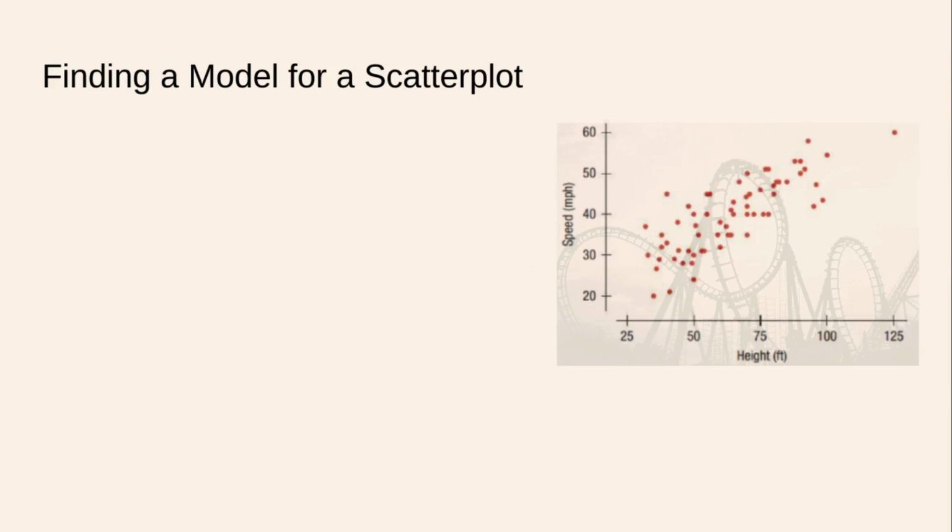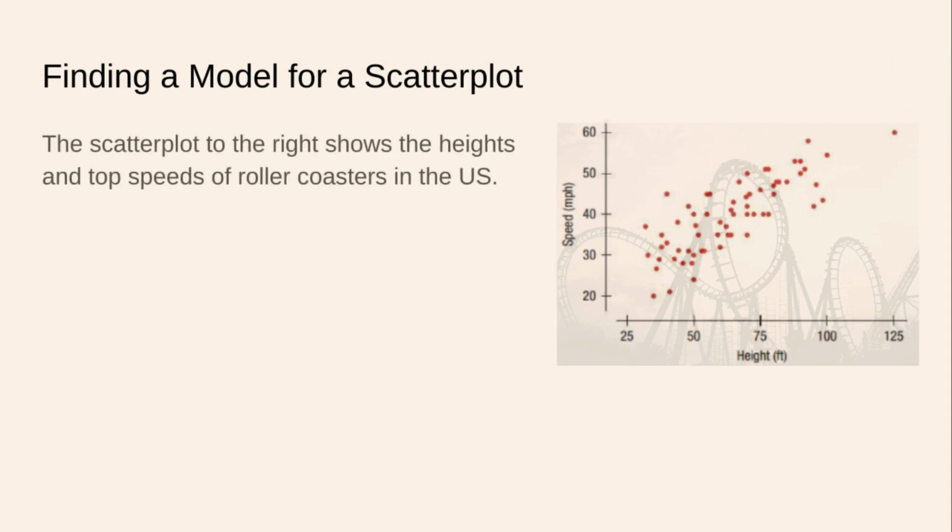So here we have a scatter plot, and it's on roller coaster data. We're going to be seeing roller coasters a lot in this section, as you may have guessed. The scatter plot to the right shows the heights and top speeds of roller coasters in the U.S. And as you could imagine, it seems the higher up the highest part of the roller coaster is, the faster the roller coaster goes. That's how gravity works generally.